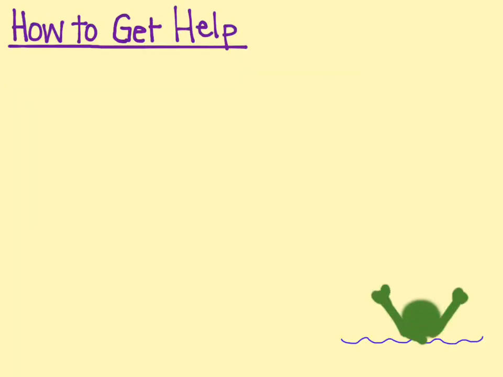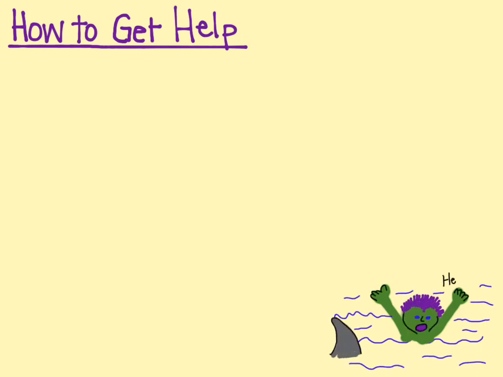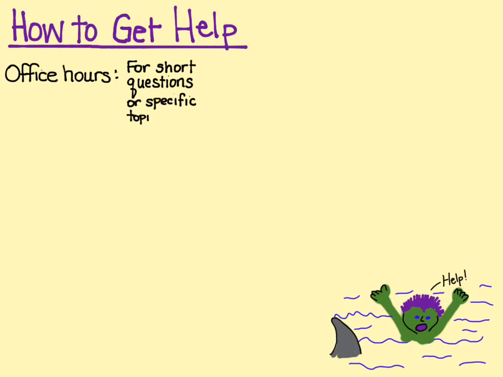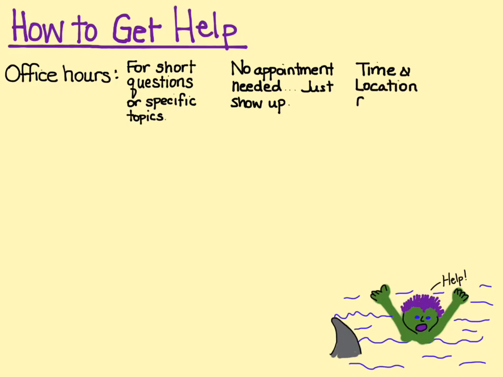So now that we've discussed the important skill of asking for help, let's address how you can get help this semester. The first tip is to go to office hours. Office hours is good for short questions or specific topics. No appointment is necessary. You can just show up during the designated time, and the designated time and location can be found in the syllabus.